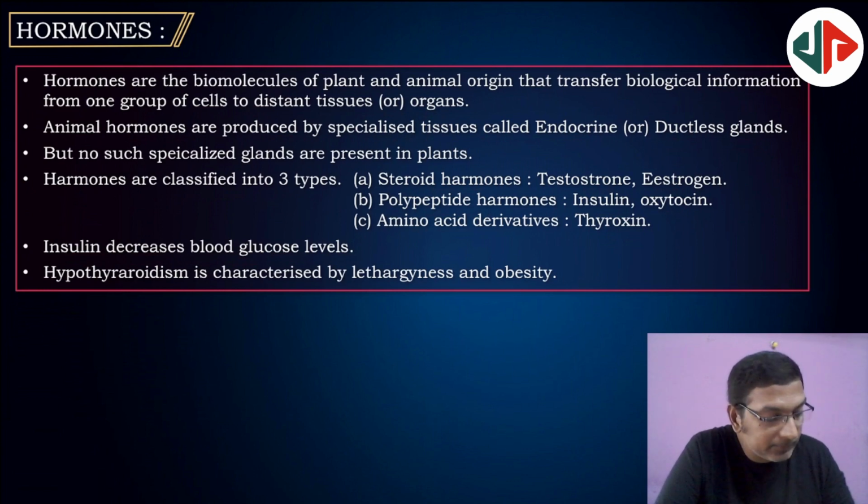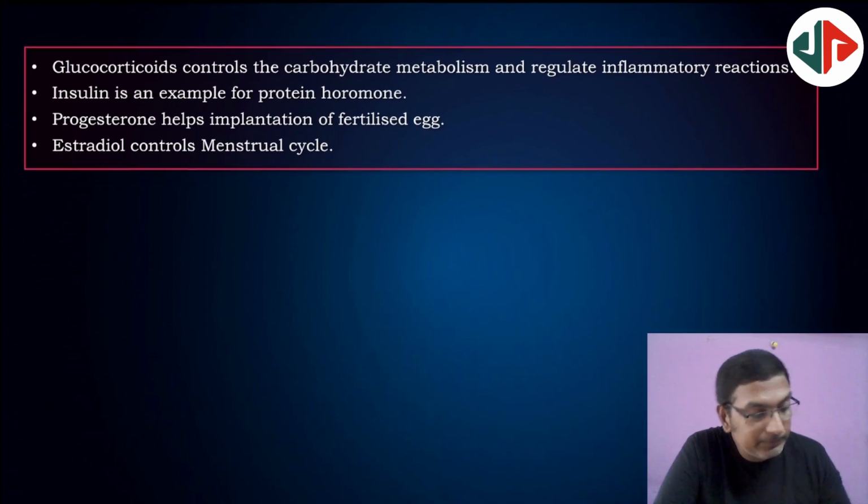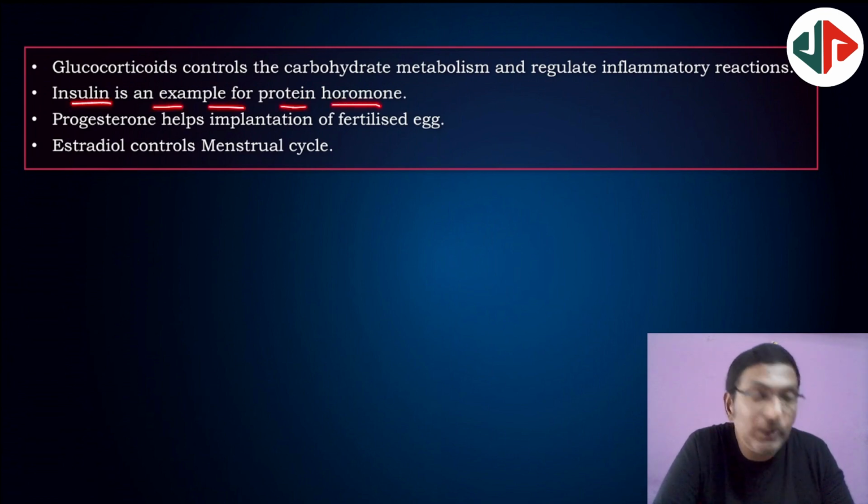Hypothyroidism is characterized by lethargy and obesity. Lethargy and obesity. So these are the points. Next, last. Glucocorticoids control the carbohydrate metabolism and regulate inflammatory reactions. Glucocorticoids. Next, insulin is best example for protein hormone.